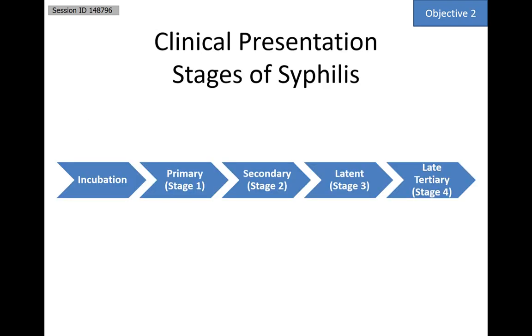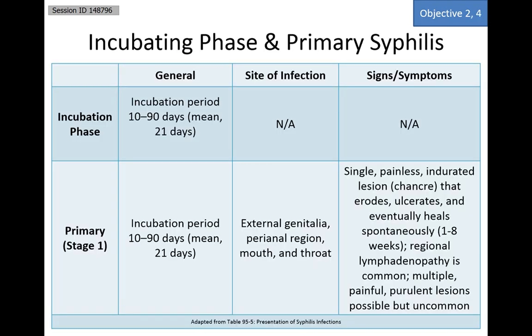Some clinical presentations or the different stages of syphilis, and these stages can actually overlap, so it doesn't always flow in one way. It can vary from anywhere from incubation, and patients can have a primary stage or stage 1 syphilis and then progress into stage 2, and CNS involvement can happen at any of these stages as well. And we'll be going over these stages one by one.